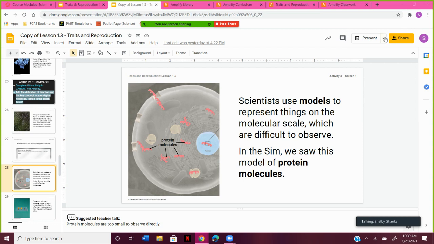So scientists use models to represent things on the molecular scale, which are difficult to observe. And so in the sim, we saw this model of protein molecules. And so that's what I just went over. Those little red things in that picture are protein molecules. And you saw, if you were paying attention to what those were doing, some of them were staying in here. They were kind of just floating around. And then you had some of these little exits where they were going out.